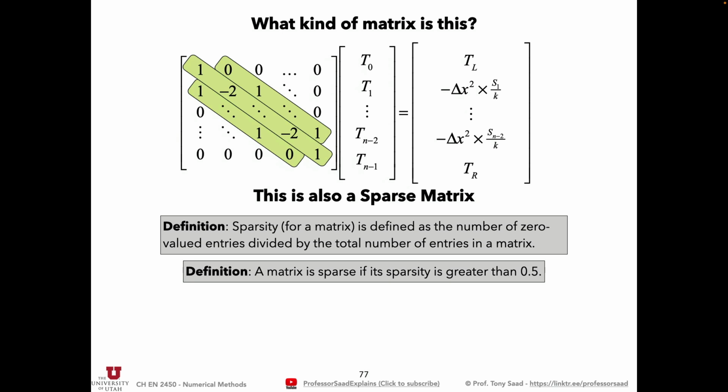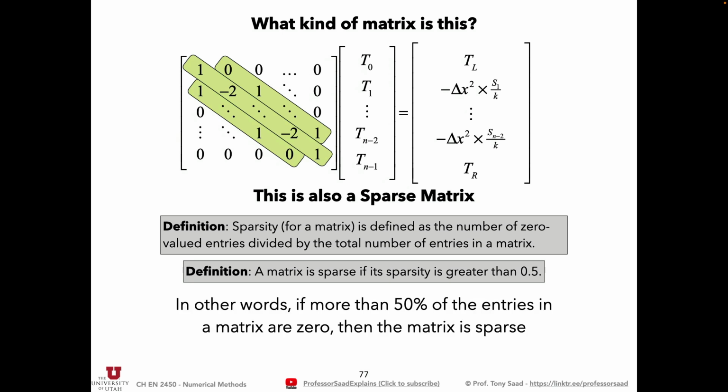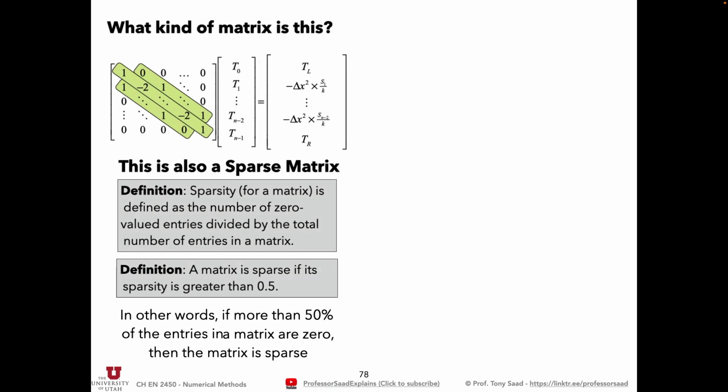And then you say a matrix is sparse if its sparsity is 50% or more. So in other words, if the matrix has a sparsity of 50% or higher, or more than half the entries are zero, then the matrix is sparse. So take a matrix, all of it, count the number of zeros. If the number of zeros is 50% of the total number of entries in the matrix, then the matrix is sparse by definition. Okay, that's the definition. In other words, if more than 50% of the entries in a matrix are zero, then the matrix is sparse.